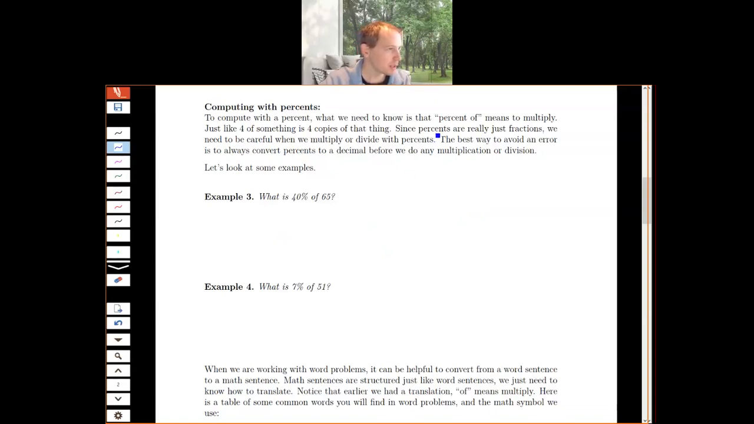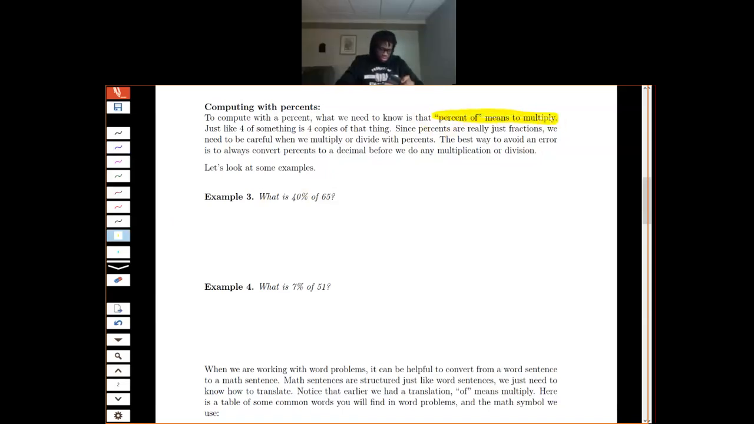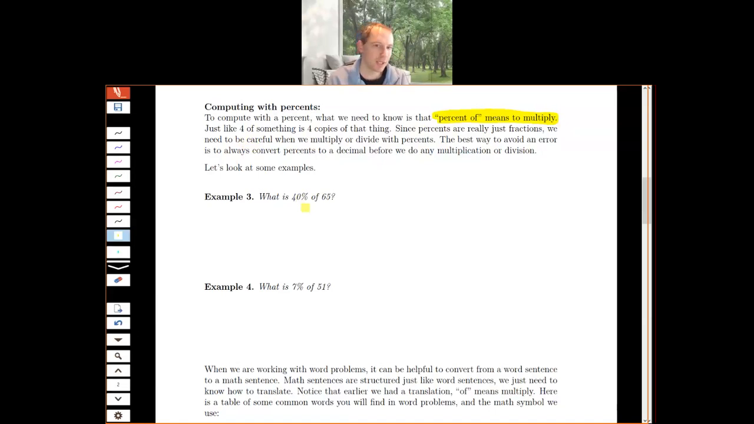So the key is going to be that when we say percent of, that means multiply. Okay. So if I take, like, to give you an analogy, if I say I have 4 of something, right, that means I have 4 copies of that thing, right? So, you could think of, I have 4 identical copies, right? And that's kind of like what multiplication is, right? If I have 4 identical copies of 5, okay, then that's like 4 times 5 to see how much stuff I have. Okay.